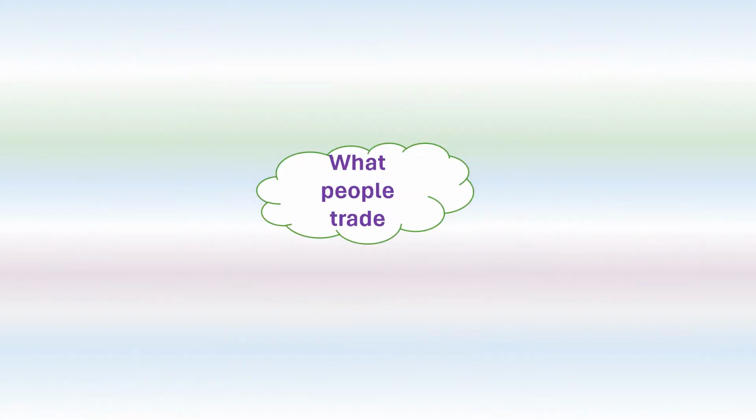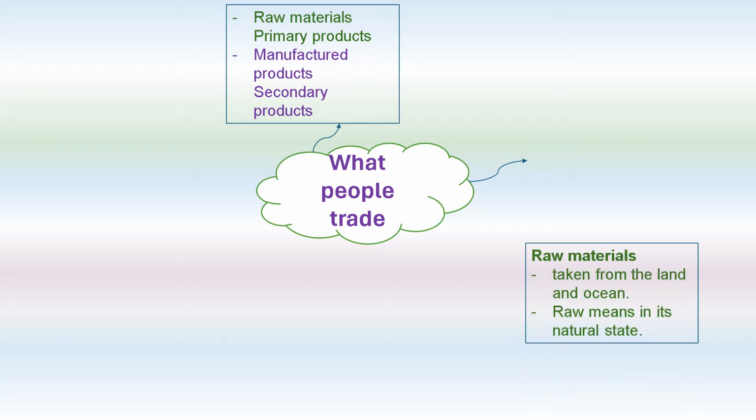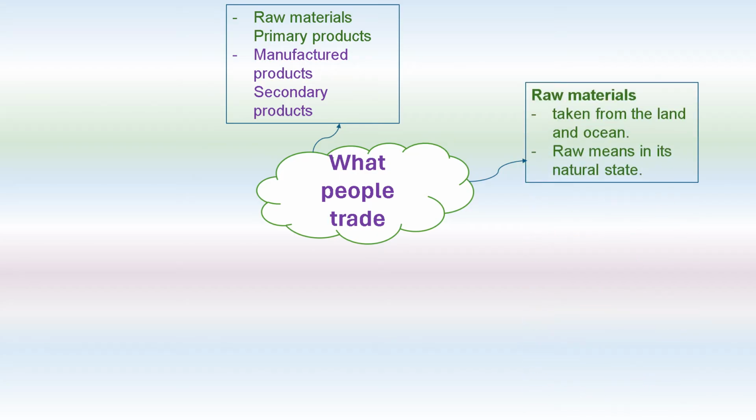Now, let's look at what people trade. So, people basically trade two types of products. They trade primary products, which is raw materials, or manufactured products, which are secondary products. Now, raw materials are basically taken from the land and ocean, and it is in its natural state. It has not been changed in any way.